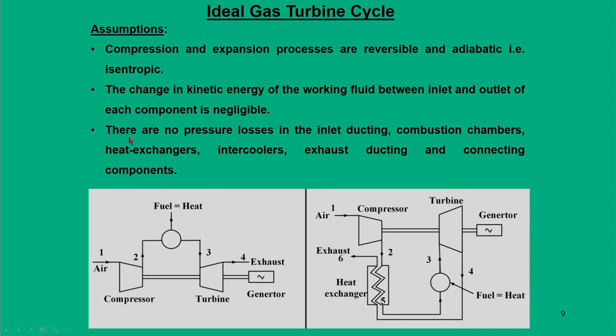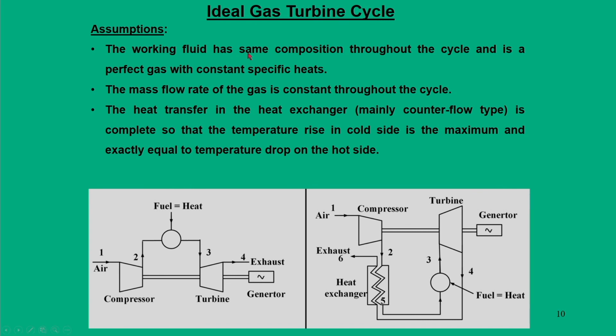The third important aspect is that there are no pressure losses in the inlet ducting, combustion chamber, heat exchangers, intercoolers, exhaust ducting and connecting components. Apart from this, the working fluid is of the same composition throughout, and it is a perfect gas with constant specific heat. Mass flow rate of the gas is constant. The heat transfer in the heat exchanger, mainly counter flow type, is complete, so that the temperature rise on the cold side is maximum and exactly equal to the temperature drop on the hot side.